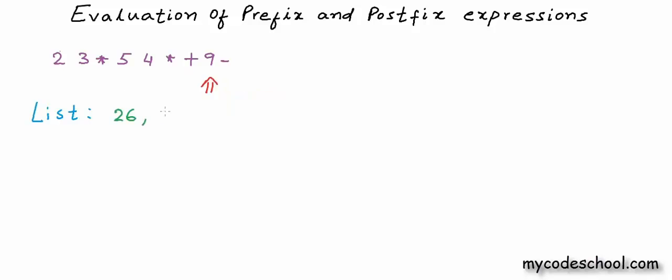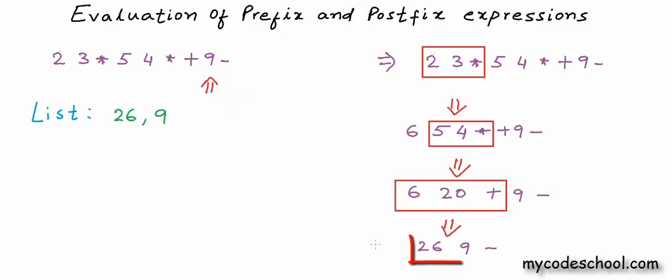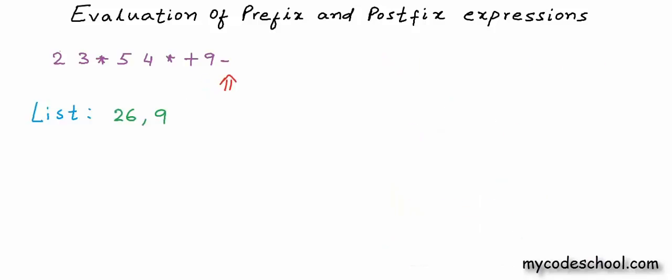Next we have an operand. We are at this stage right now. Next we have an operator, this subtraction. We will perform this subtraction and put the result back. Finally, when I'm done scanning the whole expression, I'll have only one element left in the list, and this will be my final answer. This will be my final result.